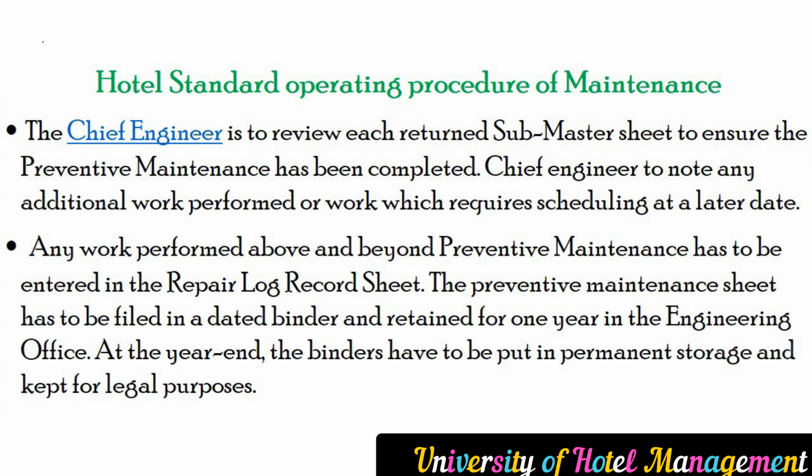The chief engineer is to review each returned submaster sheet to ensure the preventive maintenance has been completed. Chief engineer to note any additional work performed or work which requires scheduling at a later date. Any work performed above and beyond preventive maintenance has to be entered in the repair log record sheet. The preventive maintenance sheet has to be filed in a dated binder and retained for 1 year in the engineering office. At the year end, the binders have to be put in permanent storage and kept for legal purposes.